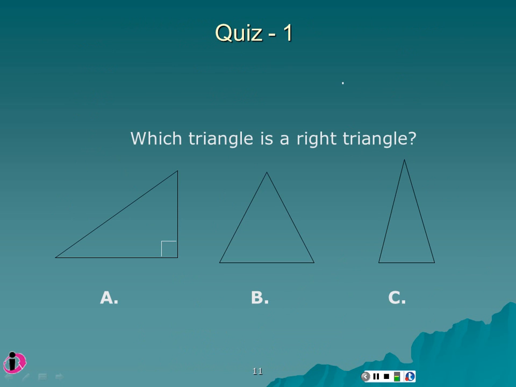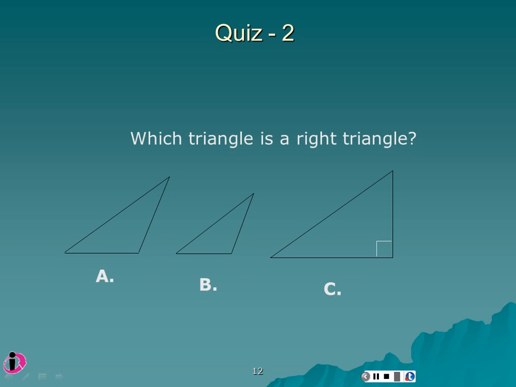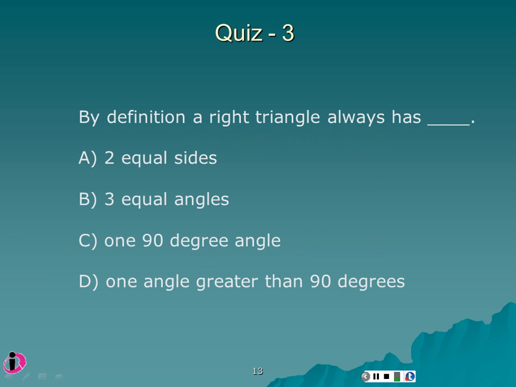Now let's look at a couple of quiz questions. Which triangle is a right triangle? The right answer is C, right? By the definition, a right triangle always has one 90-degree angle. So the right answer is C, right? A right triangle must have one angle which must be exactly 90 degrees.